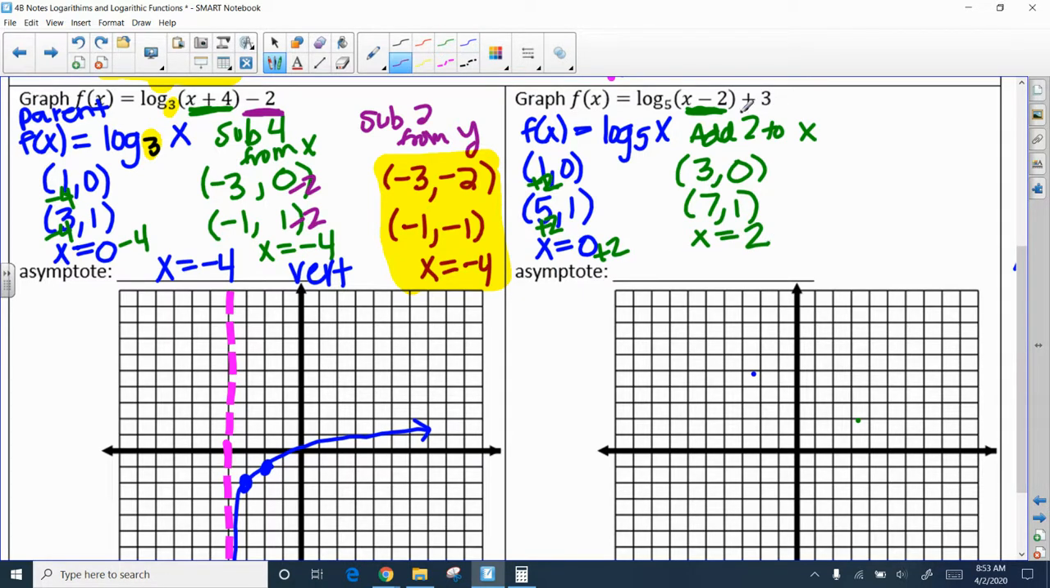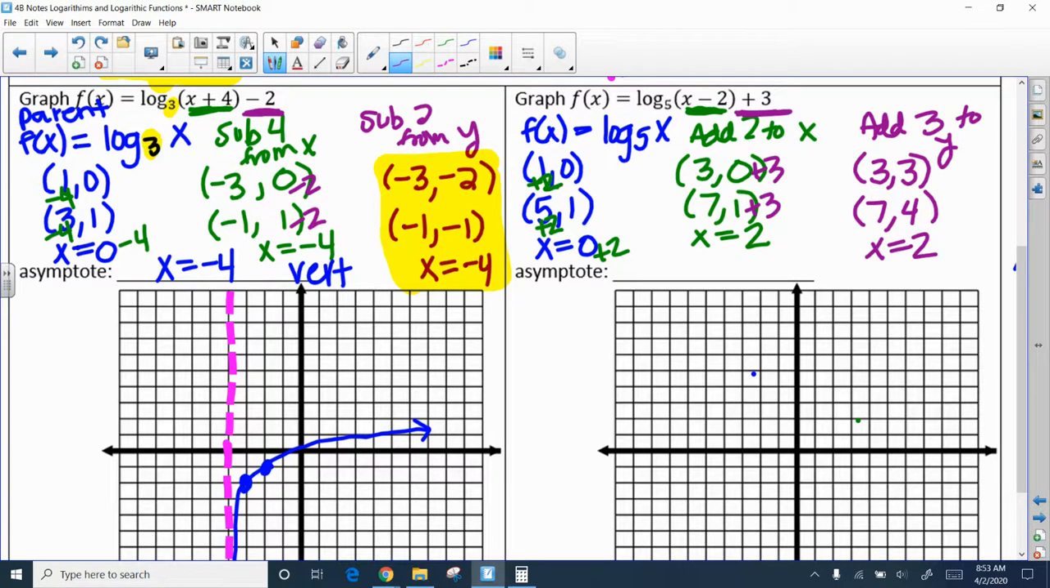And then one more transformation. We still have this +3 here. The +3 is on the outside, so it's affecting the y values. With the y's, we just do the operation we see. So for this one, we're going to add 3 to the y values. Okay. Notice I'm not adding it to the asymptote because the asymptote is not y equals. All right, so now my new points. This point becomes 3, 3, and this point becomes 7, 4, and my asymptote is still x equals 2. And these are the points that we're going to graph here.